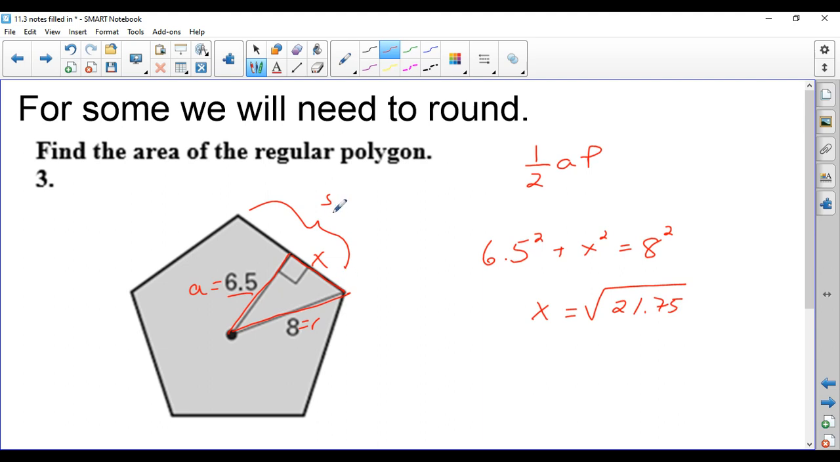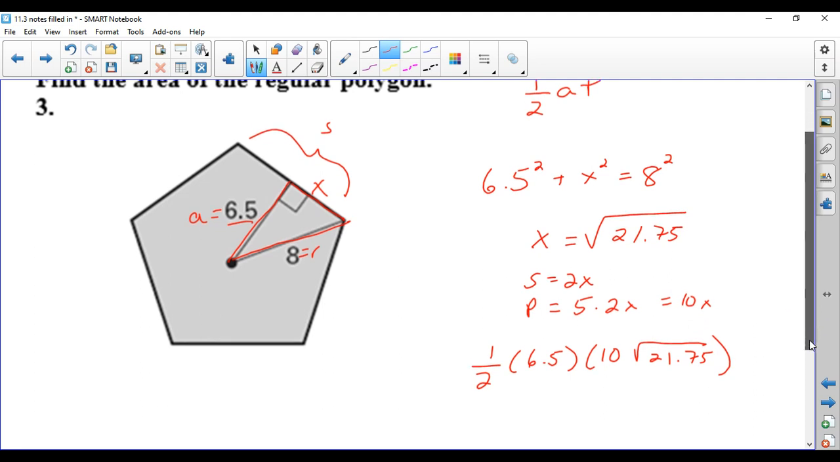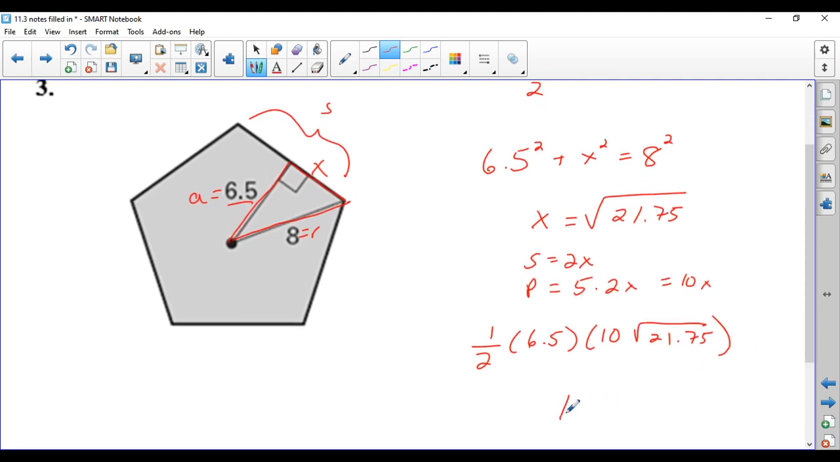The side is going to be 2x, and then this is a pentagon, so there's 5 sides. So the perimeter is going to be 5 times 2x or 10x. So if we plug this into 1/2 times the apothem times the perimeter, I'm going to write all of that out in one step, then put it into my calculator all at once and get a total area of about 151.57. You cannot get an exact value here.